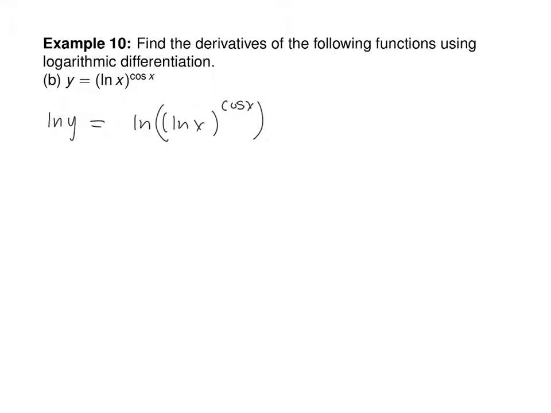Gotta zoom tight. Is everyone okay with that first step? What does it become when the power pulls down? And actually, no, not quite. The cosine x goes in front of this natural log. Okay? So that becomes cosine x natural log of x.